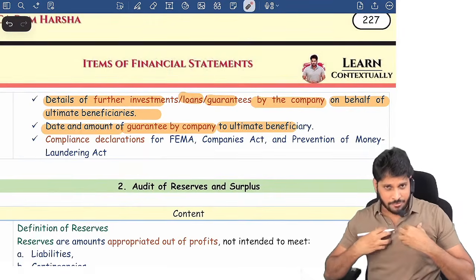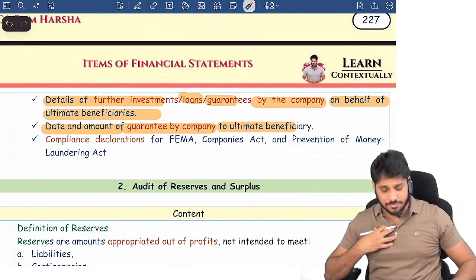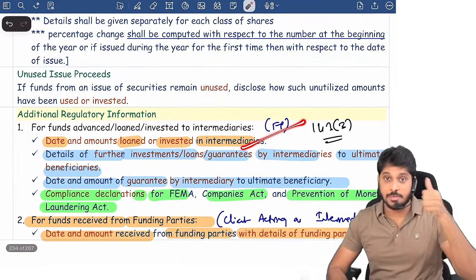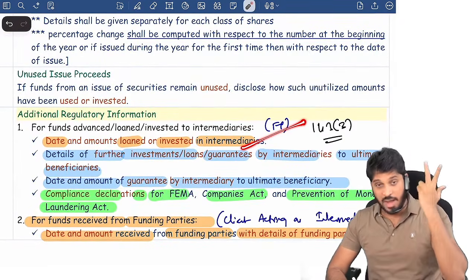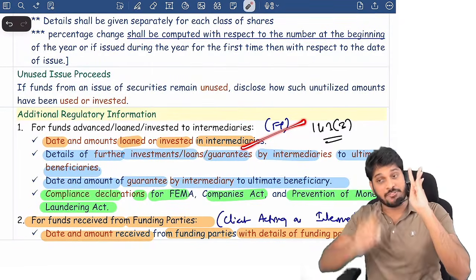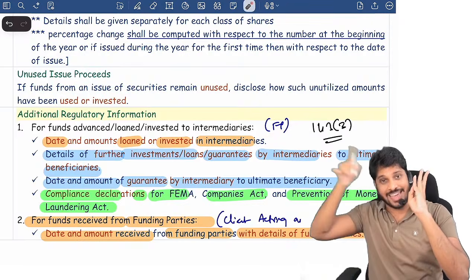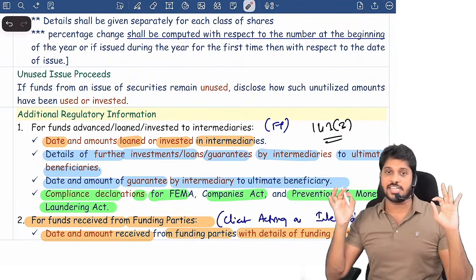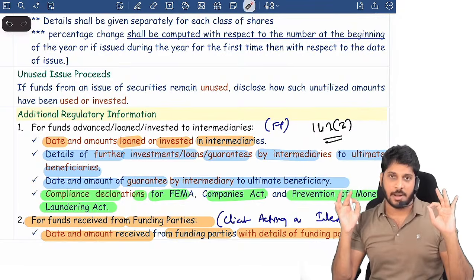Details of, for example, the funding party. Our company is acting as a funding party. Then who are the intermediaries? What amount did we give? When did we give it? And when are they going to make further investment in the ultimate beneficiary? Guarantee and amount of guarantee. A declaration that they complied with everything under FEMA.